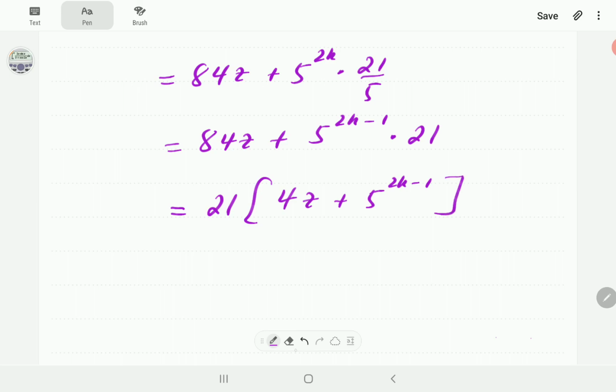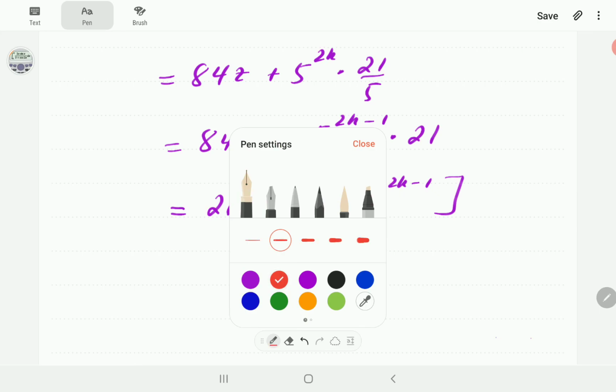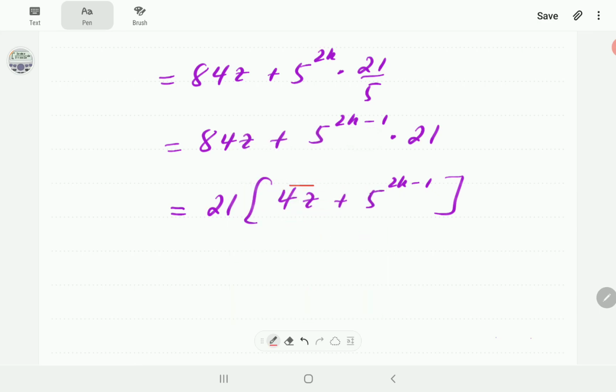Now, z is an integer. So 4z is also an integer. k is an integer, so 2k minus 1 is an integer. 5 to the power of that integer is also going to be an integer. Integer plus integer is integer. So this is 21 times an integer. So this is divisible by 21.